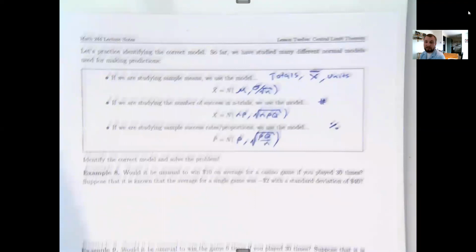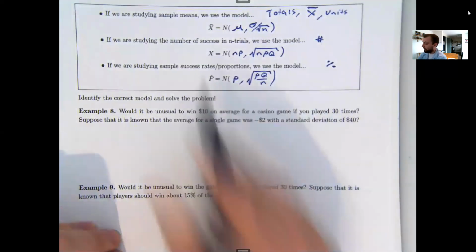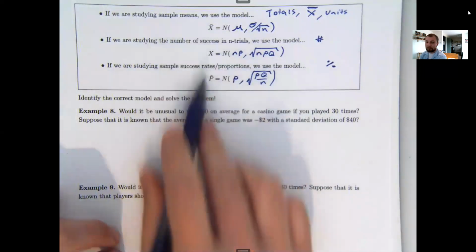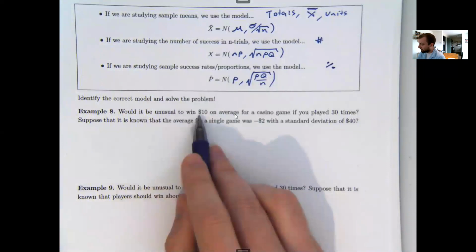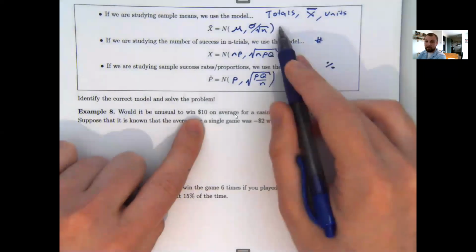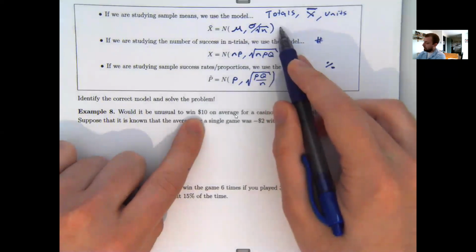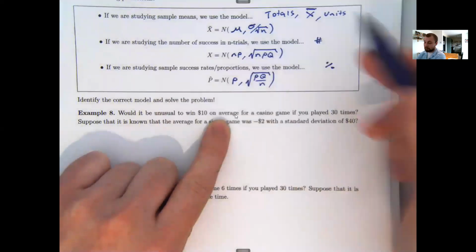I've got several examples below here, and I'm going to read through them, identify which kind of model it is, and then answer the question that they're asking me in each. Let's take a look at 8. Would it be unusual to win $10 on average? I already know what I'm trying to find here: $10. I've got units. I have to be using the distribution involving units. Another reason, it says average. This is the model for looking at averages.